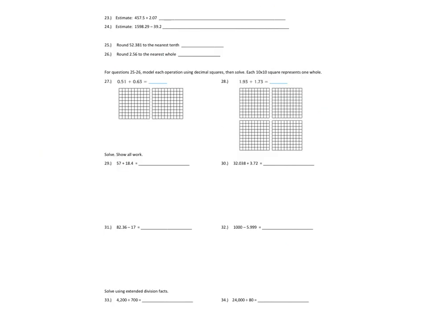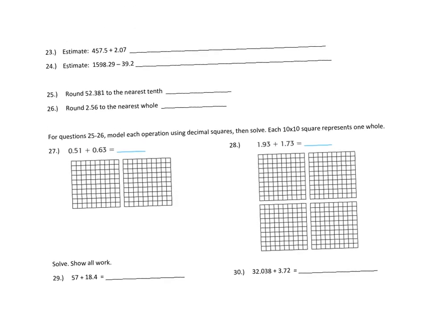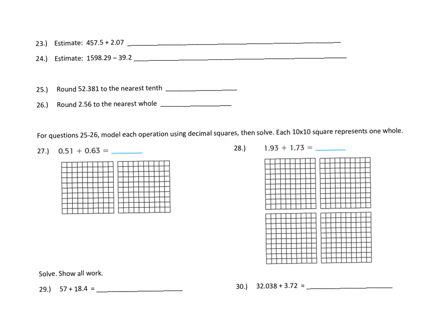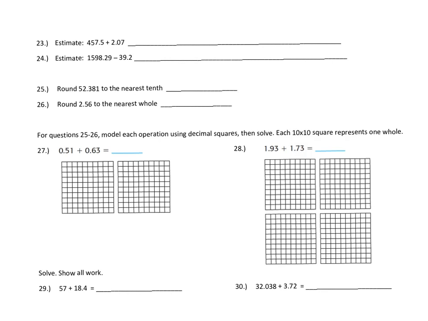Question 23. I'm going to zoom in here. It says estimate 457 and 5/10 plus 2 and 7/100. So there's several ways that you can do this. But when I'm rounding with addition or subtraction, I'm looking for things that I could quickly do in my head.